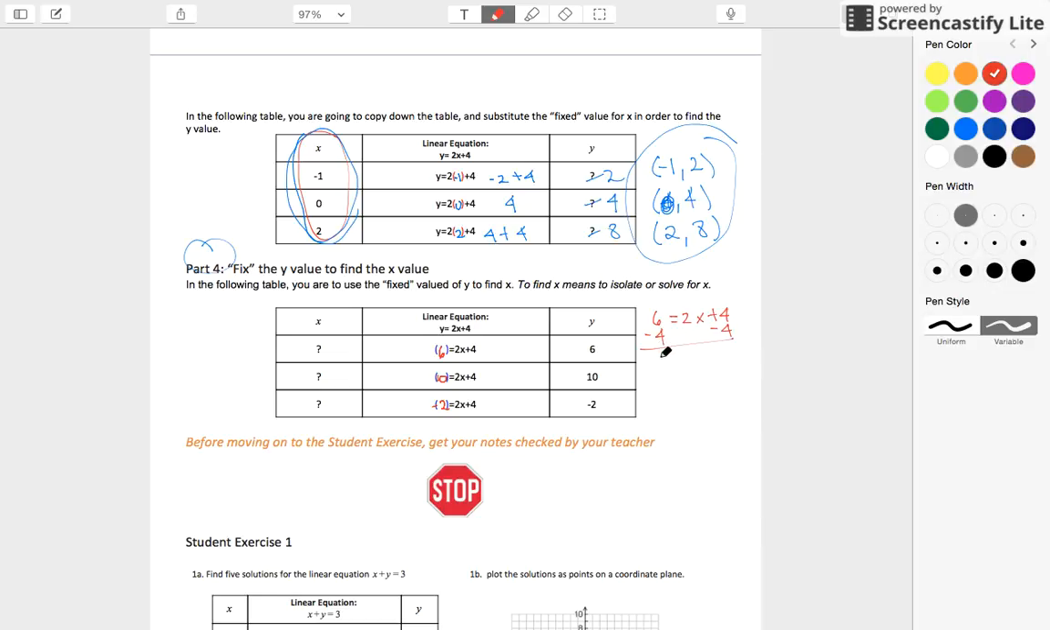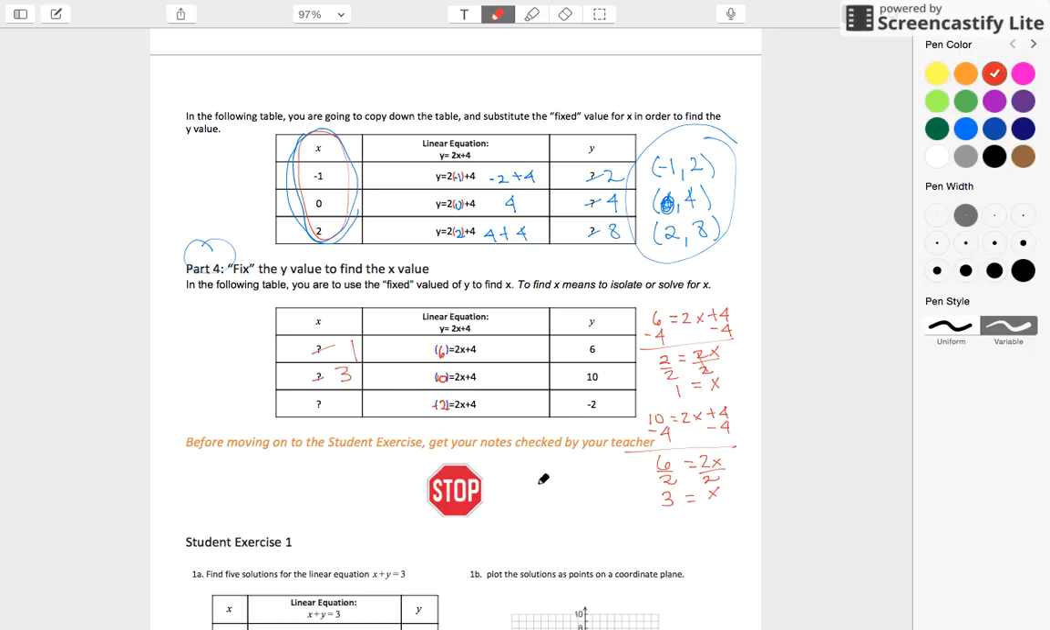So we have 6 minus 4 is 2, so 2x, divide by 2, divide by 2. These cancel out to give you 1. So x equals 1. So we found our value of x, and it's 1. And then same thing right here. So we have 10 equals 2x plus 4, minus 4, minus 4. We get 6 equals 2x, divide by 2, divide by 2. x equals 3. So our answer is 3.